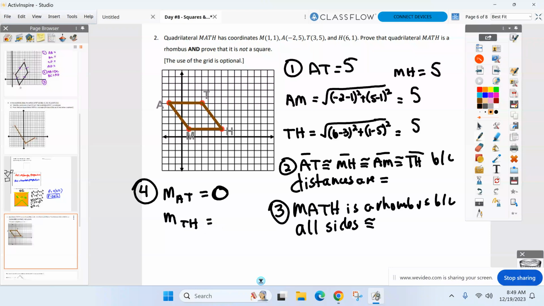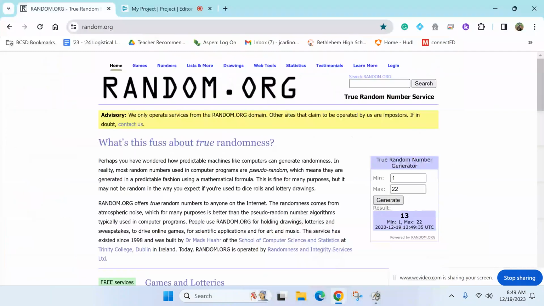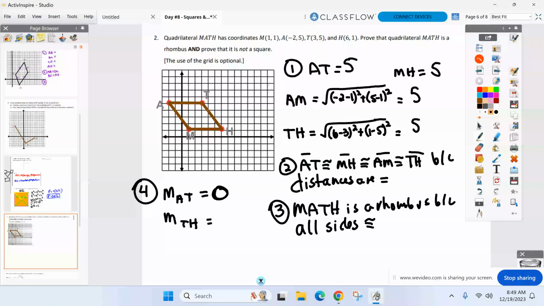Up and over how many? Or down and over how many? Slope of TH, when you have it there, slope of TH, Jonathan? Negative 4/3, good. Make sure it's negative, everyone.